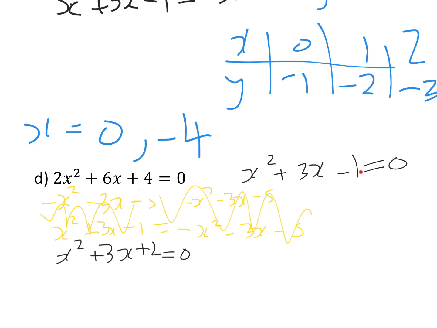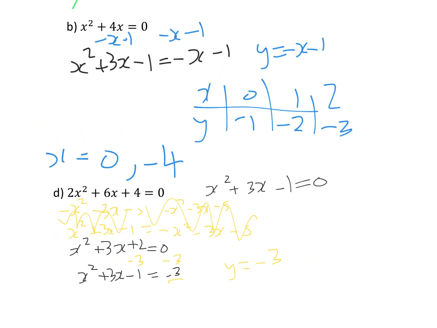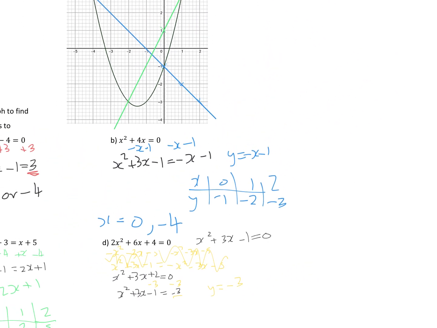That's almost the same as the graph that's been drawn. We just need to change the plus 2. We need to take 3 off the left and 3 off the right. And that would give us x squared plus 3x minus 1 equals minus 3. So we need to draw y equals minus 3. And that will solve that last one. Remember, that's just a horizontal line going through at minus 3.